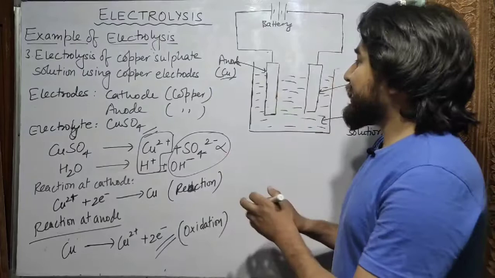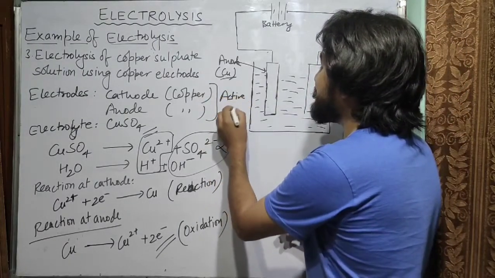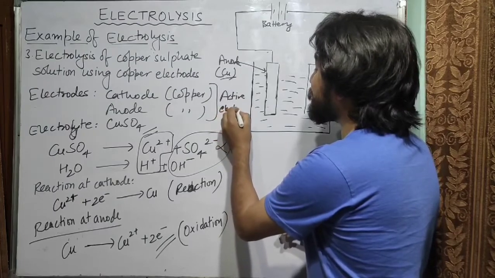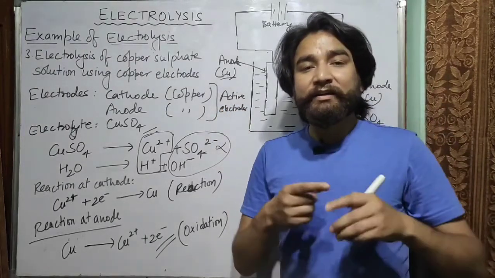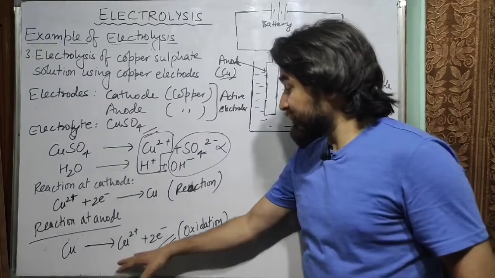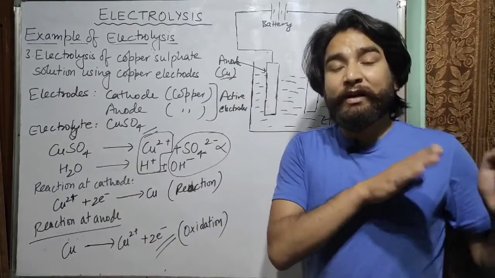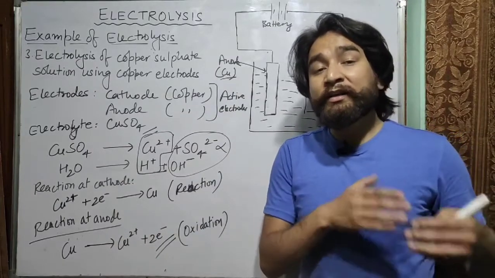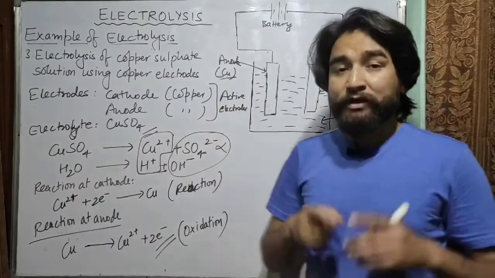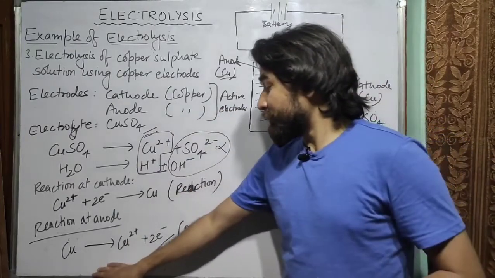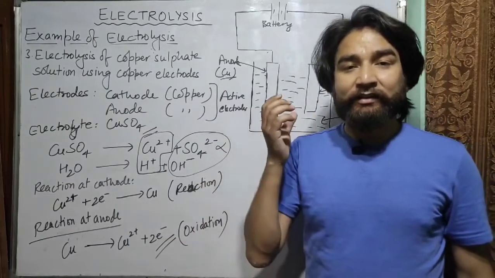Because this time we are using active electrodes. These are active electrodes. So active electrodes are those which participate in the electrolytic reaction. So copper is participating in the electrolytic reactions. Therefore these electrodes are called active electrodes, and you can see these electrodes are affecting the reaction at the anode.